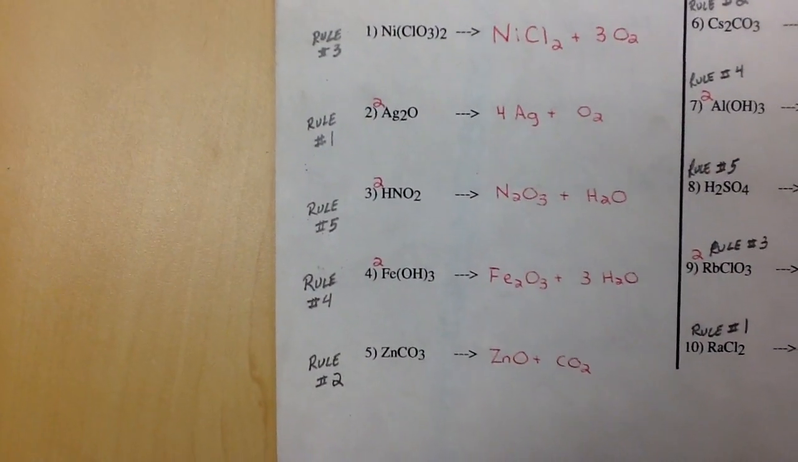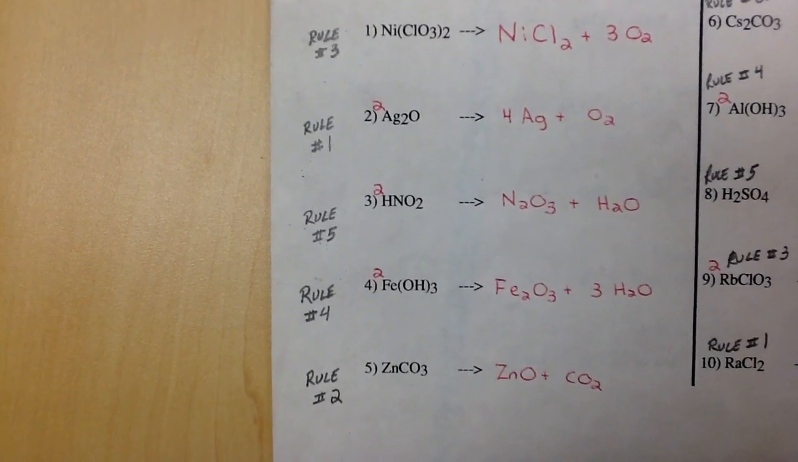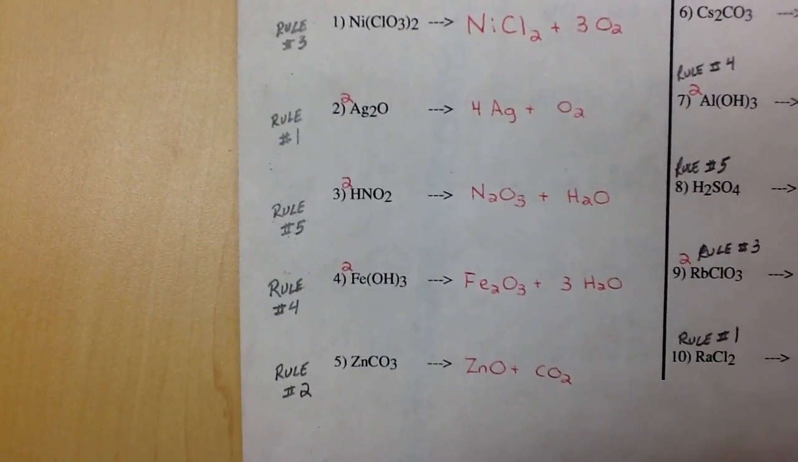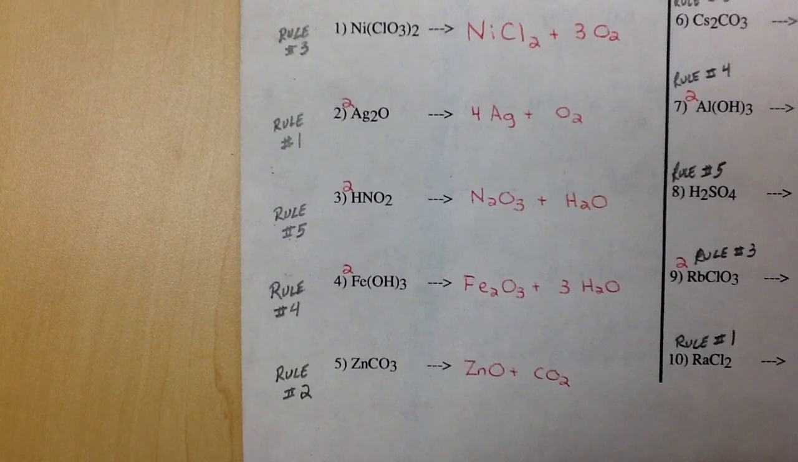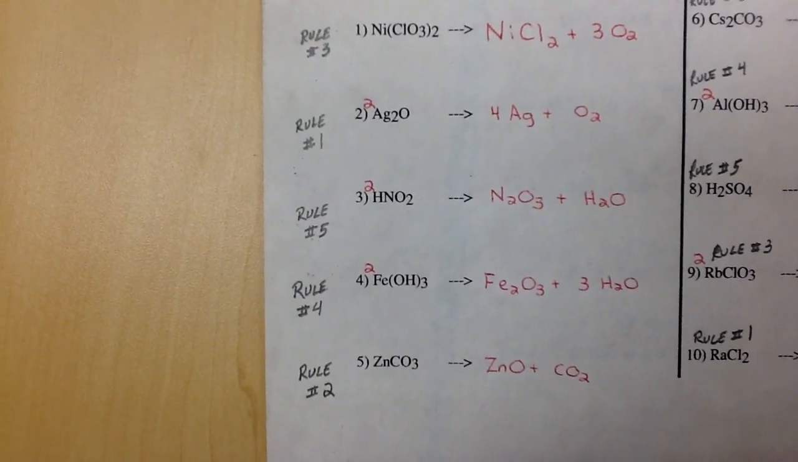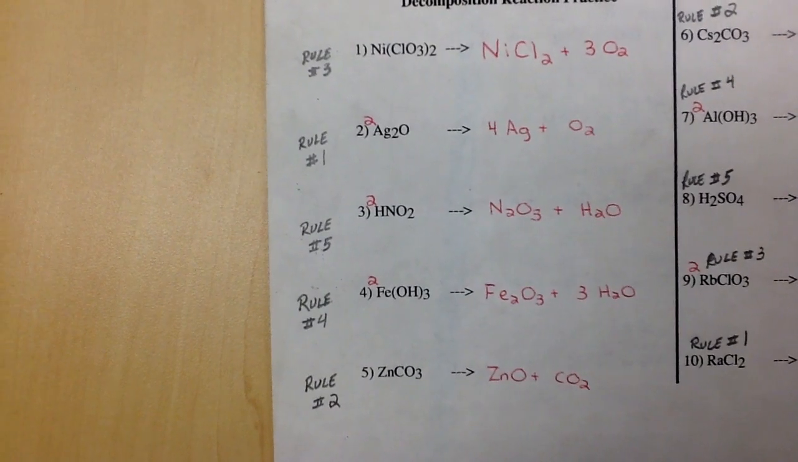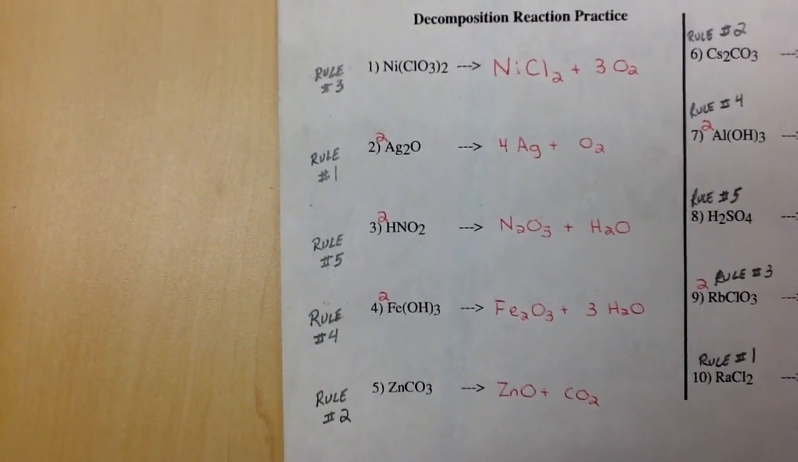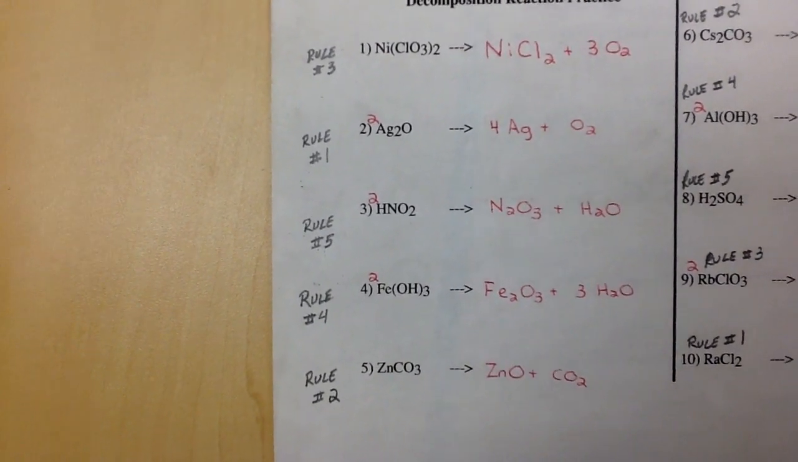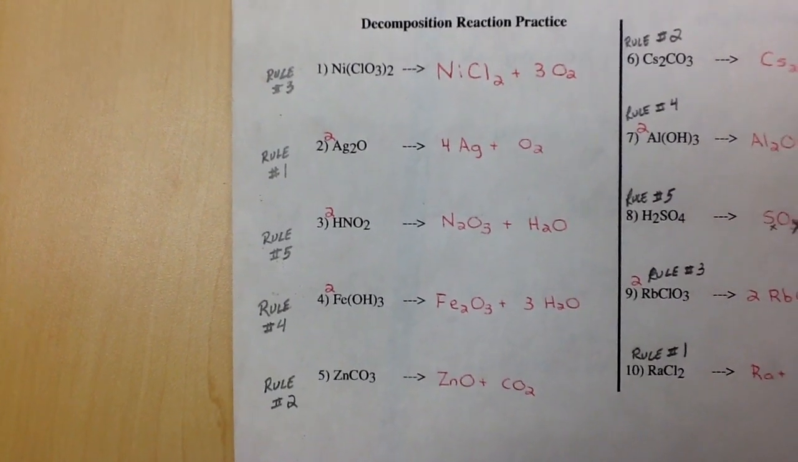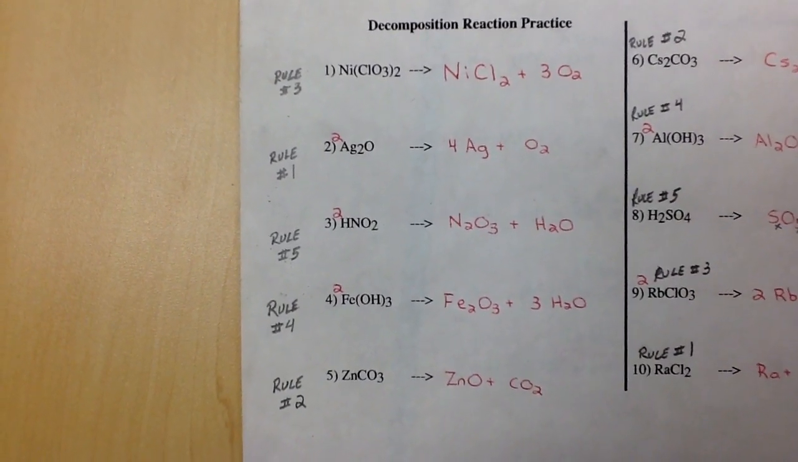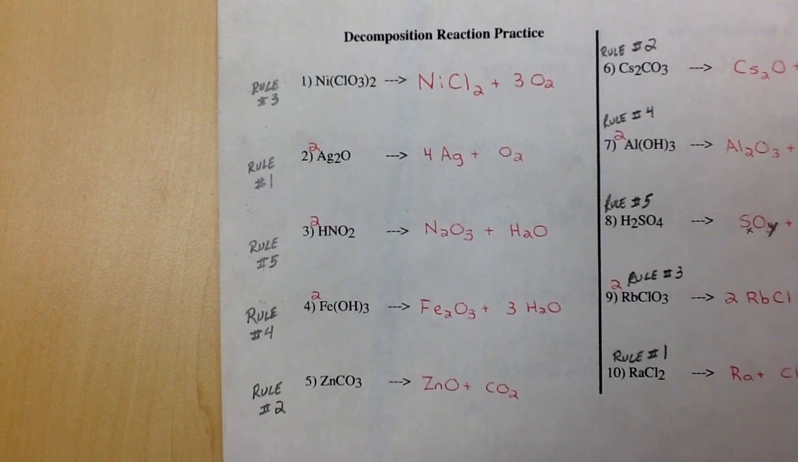So here is 1, 2, 3, 4, and 5. Again, rule 3, rule 1, rule 5, rule 4, rule 2. Alright, you should be able to do 6 through 10 on your own. Again, I think on this one there is a rule 2, a rule 4, a rule 5, a rule 3, and a rule 1.